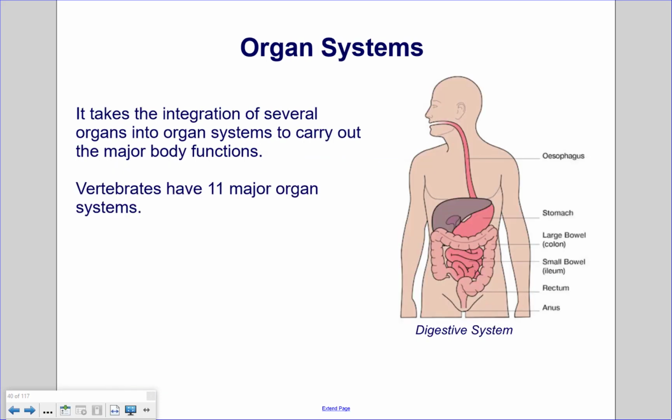Organ systems. It takes the integration of several organs into organ systems to carry out the major body functions. Vertebrates have 11 major organ systems.